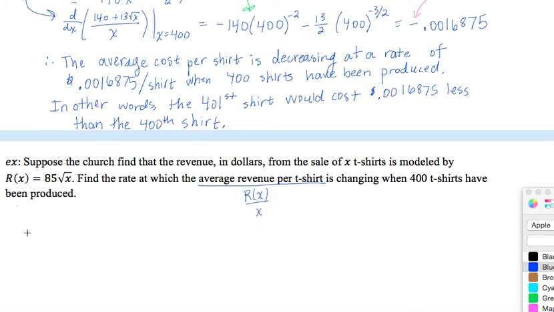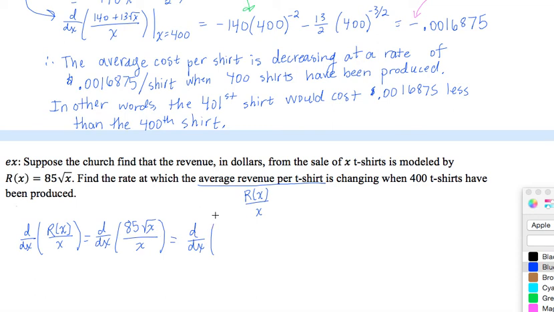So first we're going to find the derivative of capital R of x over x, which is 85 times the square root of x over x. Now the hardest way to do this would be to use the quotient rule at this step. It would really be a whole lot easier to simplify first. So I'm going to simplify.